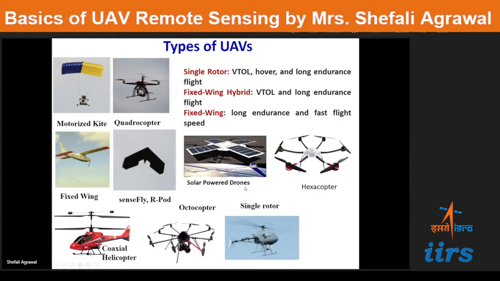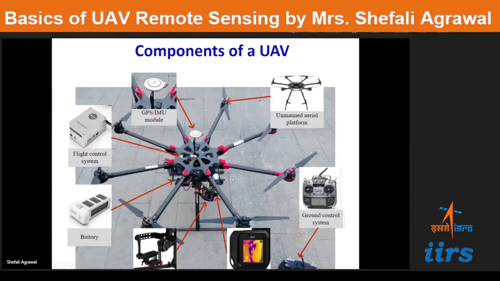Right. So these are also examples of better power. Solar powered drones are also being manufactured, but these are still not completely operational. But yes, there is a lot of testing going on with the solar powered drones. So if you talk about the different components of a drone, you have a frame, then you have the flight control system, a battery, then the propellers, then the gimbals, the camera, and the ground control system.